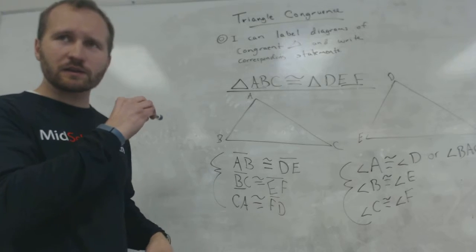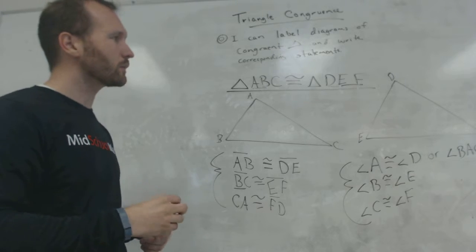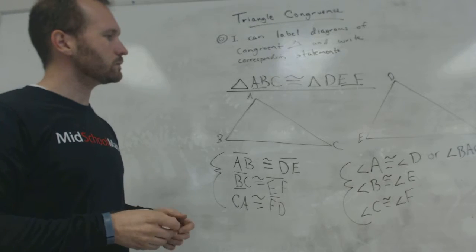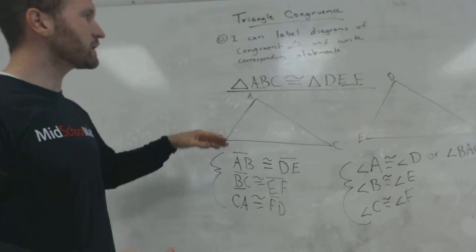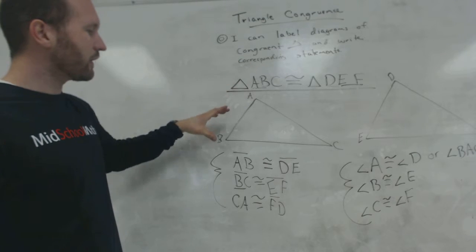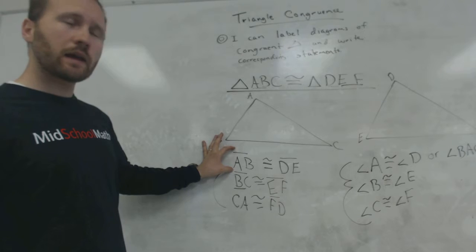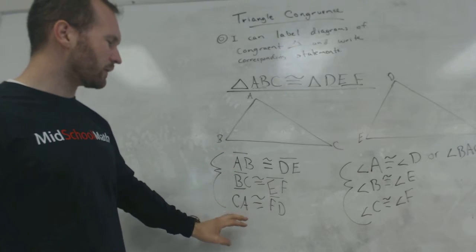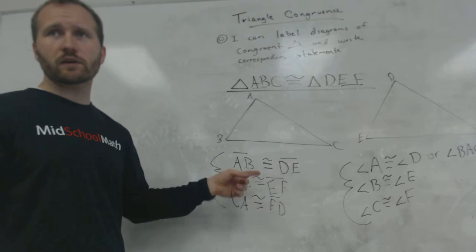But geometrically, to show this stuff, that's actually three steps. Because first I have to say triangle ABC is congruent to triangle DEF. Then I have to name the segment AB is congruent to DE. And then I would say, so AB must equal DE. Because that's the definition of congruent.